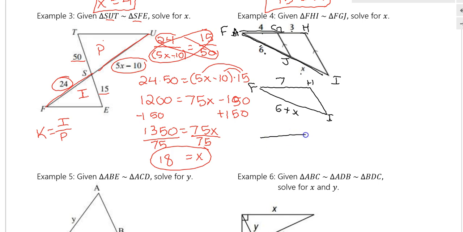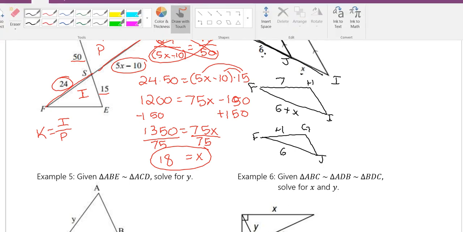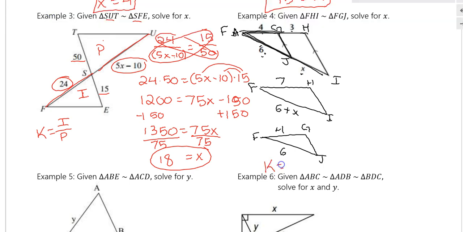And then I have triangle FGJ. That's this triangle here. Here I really need to use those parentheses to solve this problem, even though X is just that one side. So remember, again, K equals I over P. So, pre-image, image, we'll start with 4 over 7, 6 over 6 plus X.